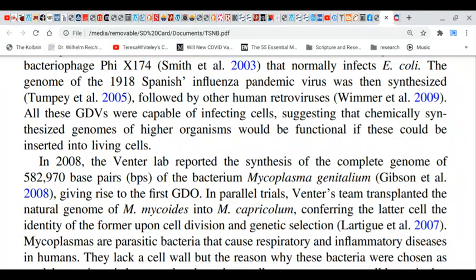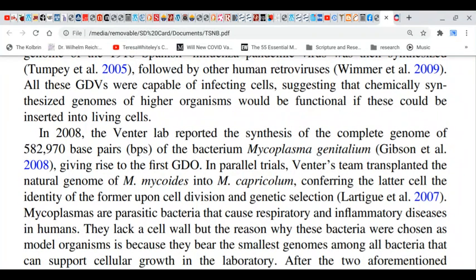In 2008, the Venter Lab reported the synthesis of the complete genome of 582,970 base pairs, or BPS, of the bacterium Mycoplasma genitalium, giving rise to the first GDO. In parallel trials, Venter's team transplanted the natural genome of M. mycoides into M. capricolum, conferring the latter cell the identity of the former upon cell division and genetic selection.